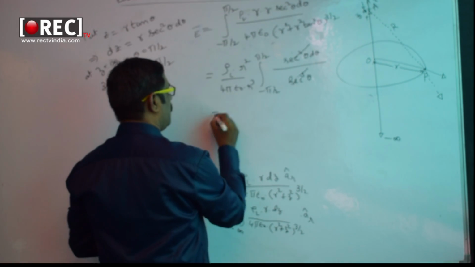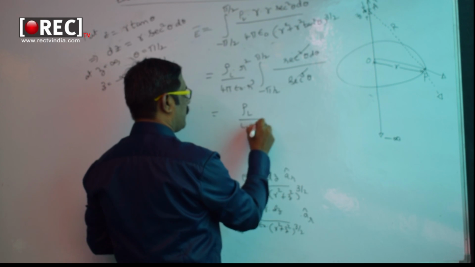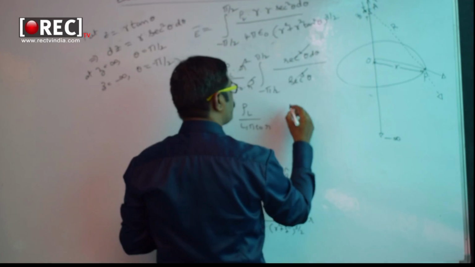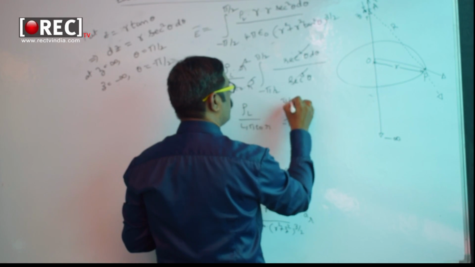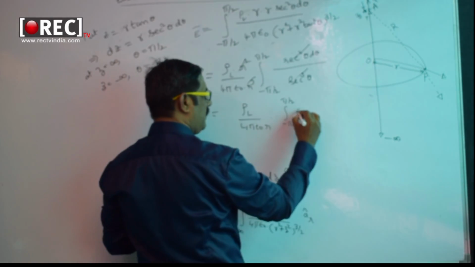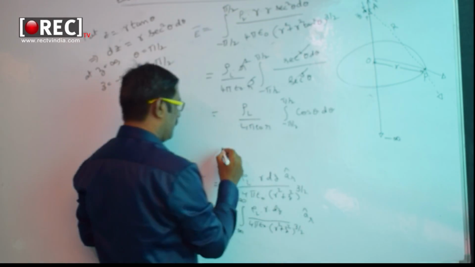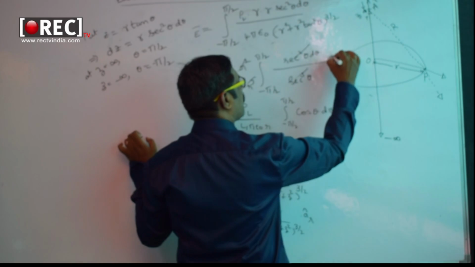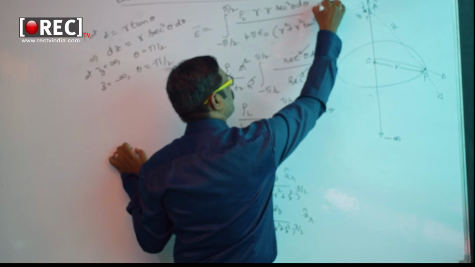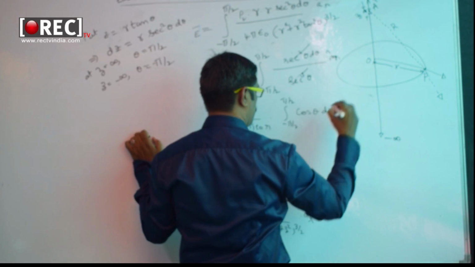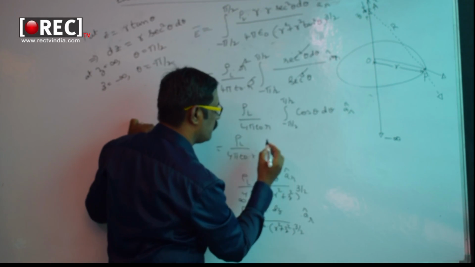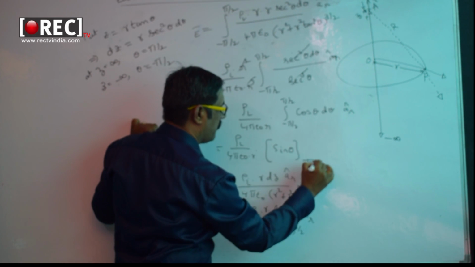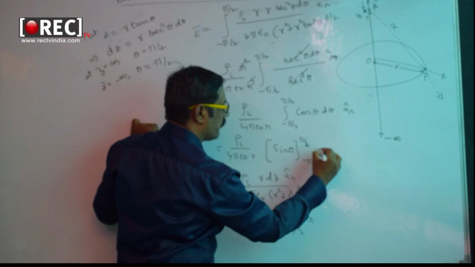So you now have the integral of rho L by 4 pi epsilon naught into, one R also gets cancelled, so you are remaining with R, into the integral from minus pi by 2 to pi by 2 of cos theta d theta. Of course we are forgetting the AR cap here, which is to be incorporated. So here it is AR cap. So rho L by 4 pi epsilon naught R into the integral of cos theta, which is sin theta from minus pi by 2 to pi by 2, into AR cap.